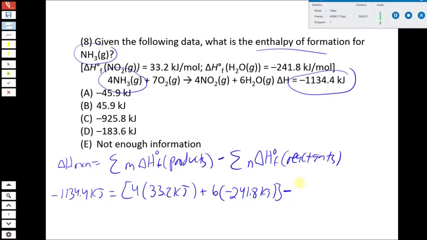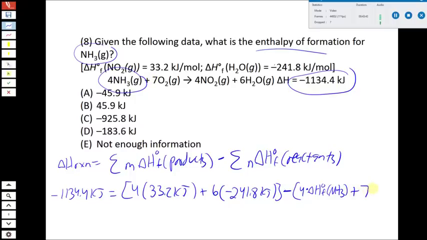And then we're going to subtract from that the sum of the delta H's of formation for the reactants. So on the reactant side, we have 4 NH3s. That's our unknown delta H of formation that we're trying to solve for. And then we also have 7 oxygens.